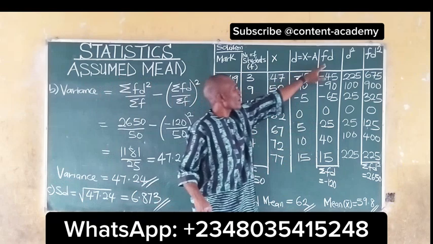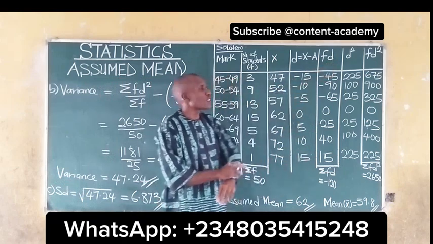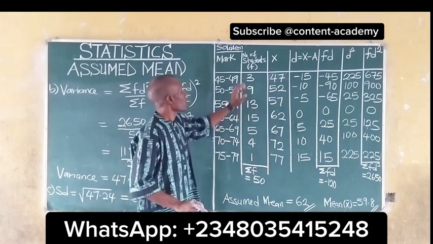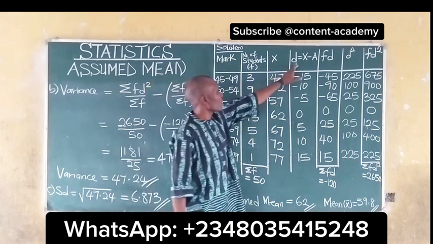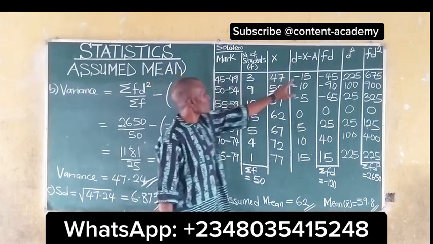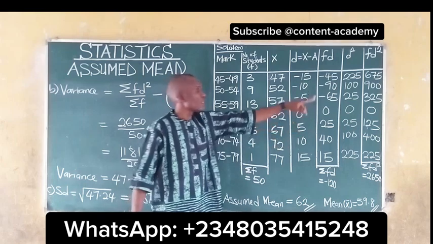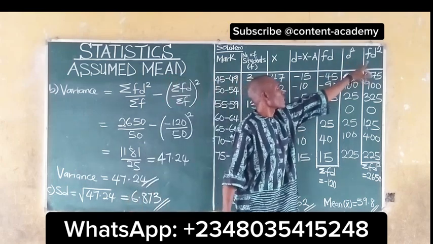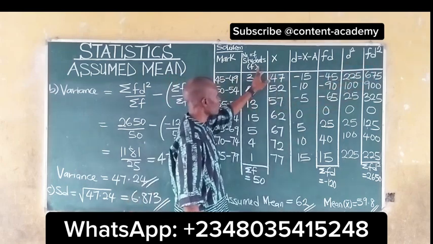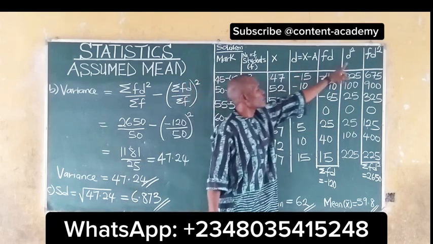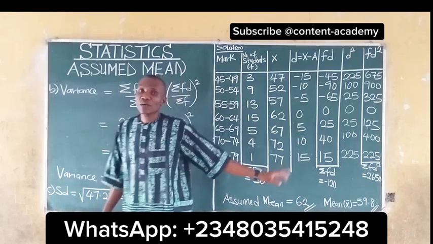Now, we have f d, that means the frequency multiplied by the deviation. This is our d and these are the frequencies, so this multiplied by this gives this. That's how we got it. Then we have our frequency times our deviation squared. That is how we got that formula.